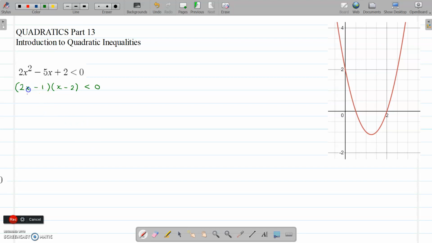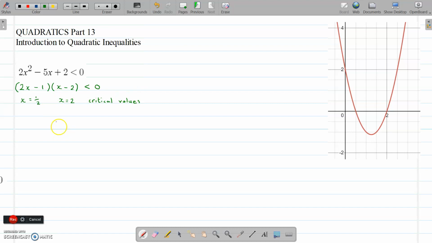From those two brackets, if it was an equation, I would be saying x must be a half to solve the first bracket, because 2 times a half is 1, take away 1 is 0, and x equals 2 to solve the second bracket, because 2 minus 2 is 0. When we're dealing with inequalities, we call these two numbers the critical values, and we should write that down when we do this. We're not interested in the solutions to the equation, because it's not an equation but an inequality.